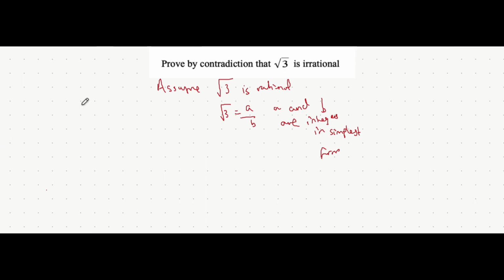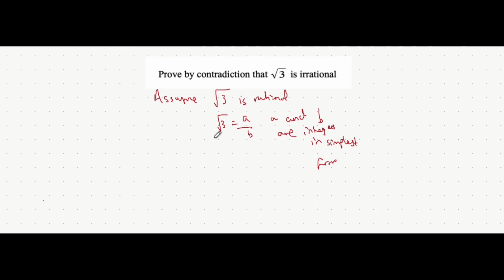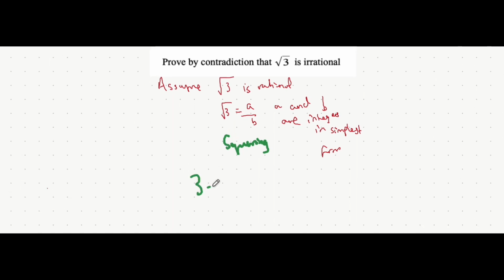So how do we go about doing that? I mentioned you either want to factorize or square both sides, depending on the question, to disprove the assumption. Here it makes sense to square. You can't really factorize anything here. I'm actually going to change the thickness of the pen. Okay. When squaring both sides, root 3 all squared gets rid of the square root, so you're left with 3. A over b all squared is a squared over b squared. And you can multiply both sides by b squared to get a squared equals 3b squared.